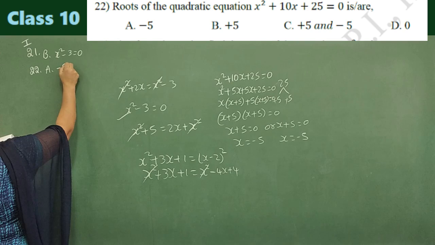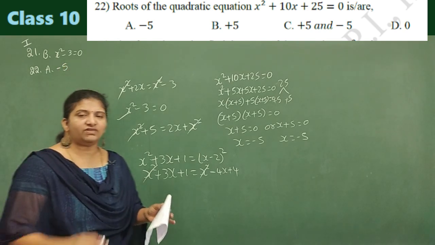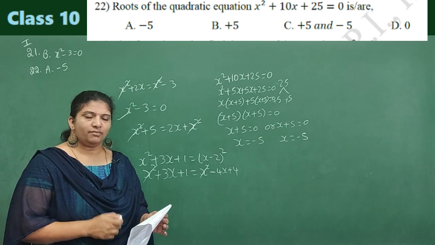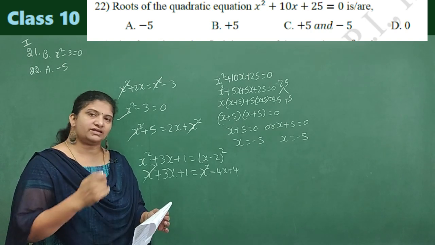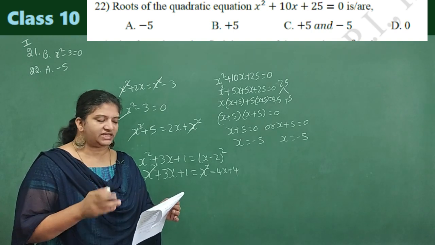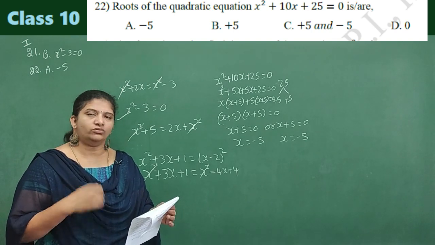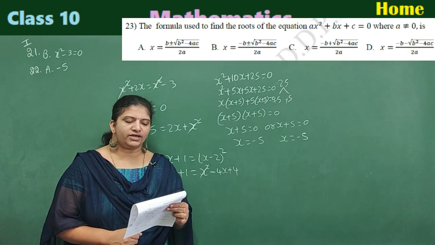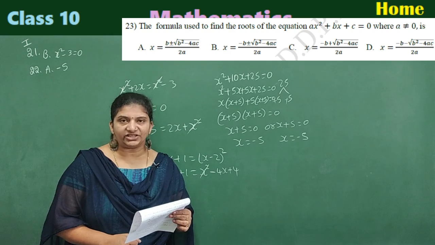Option A, minus 5 is your answer. If they give you minus 5 comma minus 5, that is also right. Minus 5 and minus 5, that is also right. But here only plus 5, no. Plus 5 minus 5, no. 0, no. Okay.